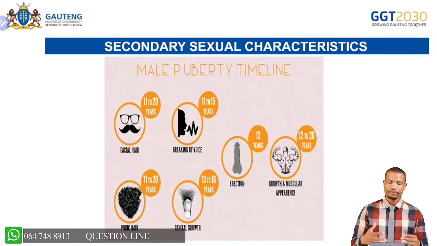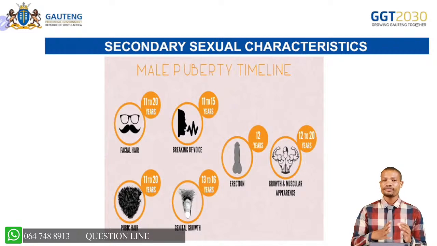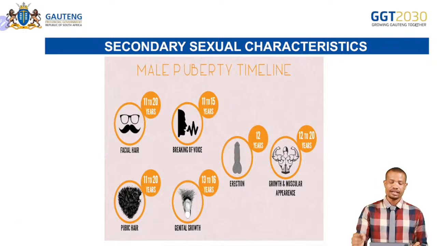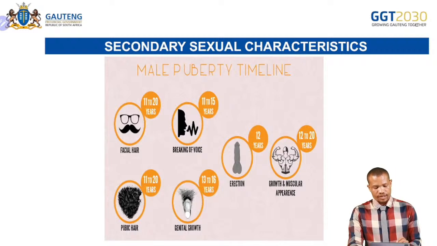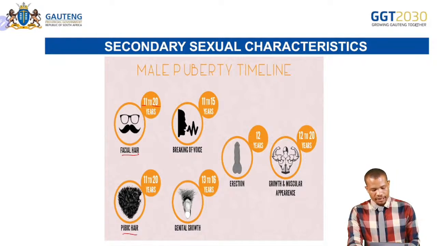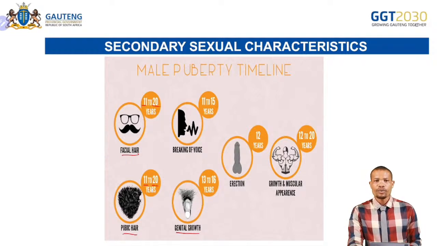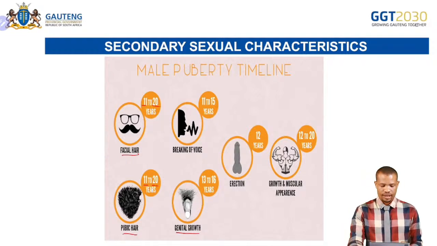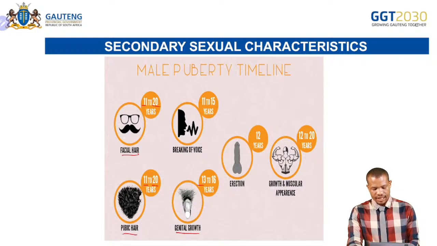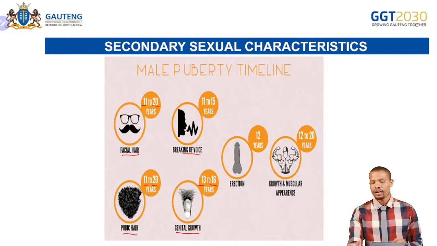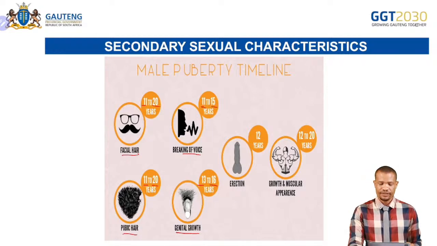Now let's look at them in a more defined manner where we look at even the time period. So facial hair normally occurs between the ages of 11 to 20. Pubic hair will occur between the ages of 11 to 20. Genital growth, your penis will grow between the ages of 13 and 16. The breaking of the voice or deeper voice between the ages of 11 and 15.